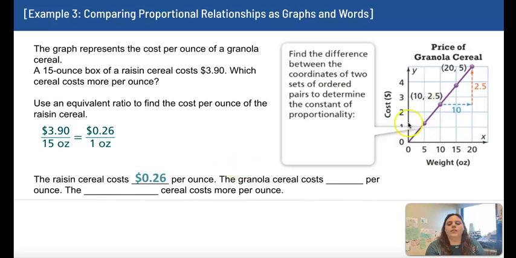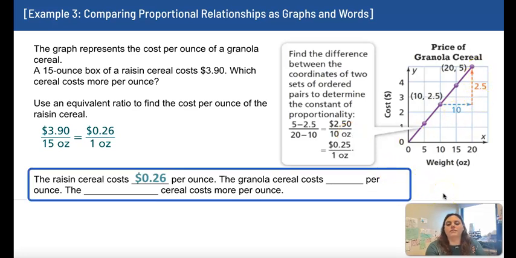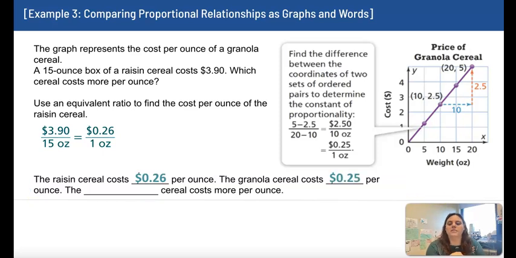Now, looking at the granola cereal, again, we're going to do the difference in our y's divided by the difference in our x's, or the difference in our cost divided by the difference in our ounces. So it's still that cost over ounce. In this case, we get 2.5 over 10, which is 0.25 per ounce. So the granola costs 25 cents per ounce, which means that the raisin cereal costs more. Very small amount more, but it costs more.